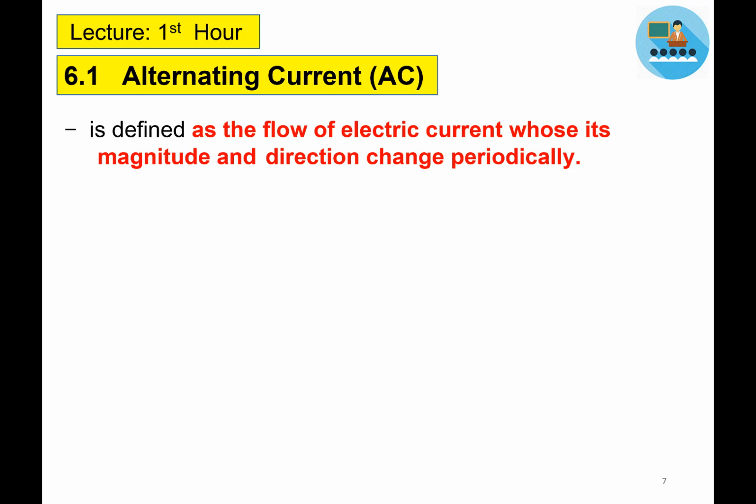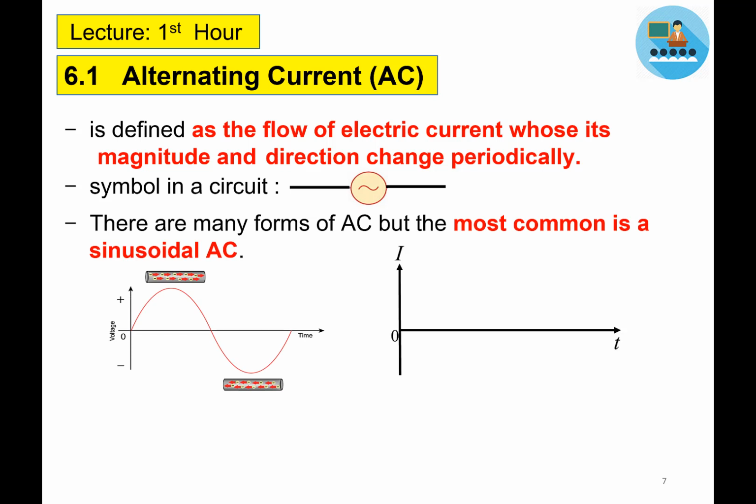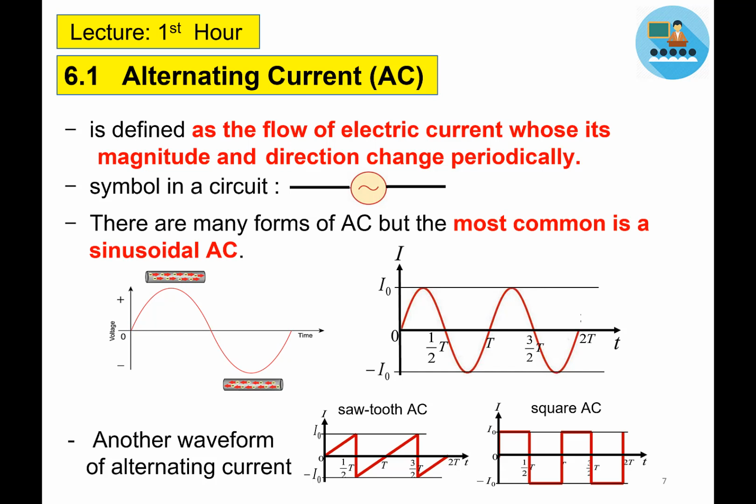Alternating current is defined as the flow of electric current whose magnitude and direction change periodically. The symbol in the circuit is like this. There are many forms of AC, but the most common is sinusoidal AC. This is the graph of the sinusoidal AC. Other waveforms of alternating current are sawtooth AC and square AC.